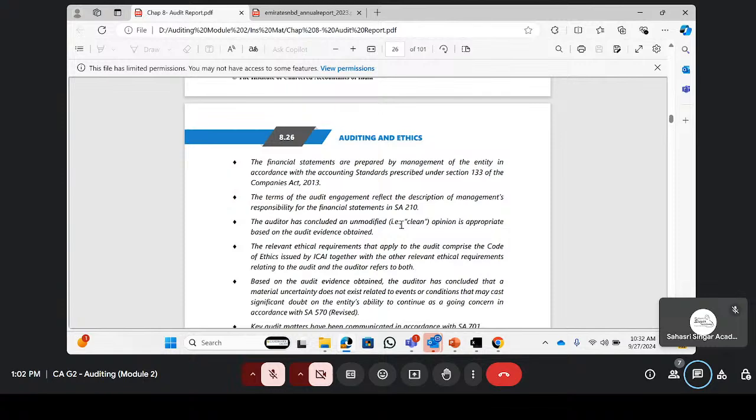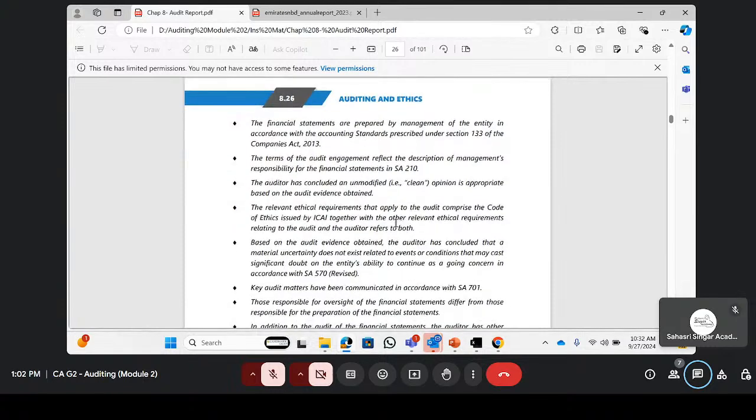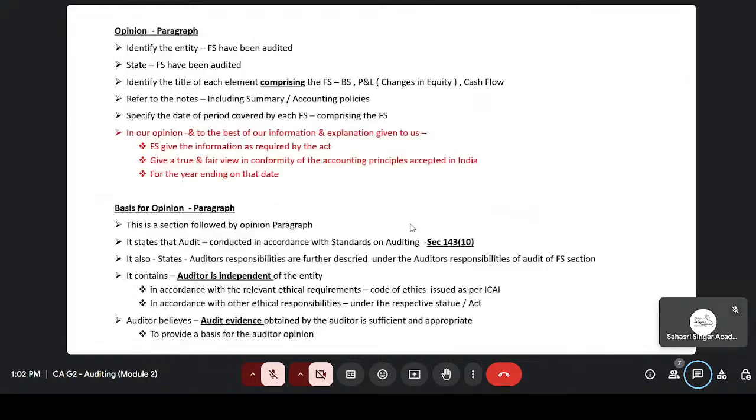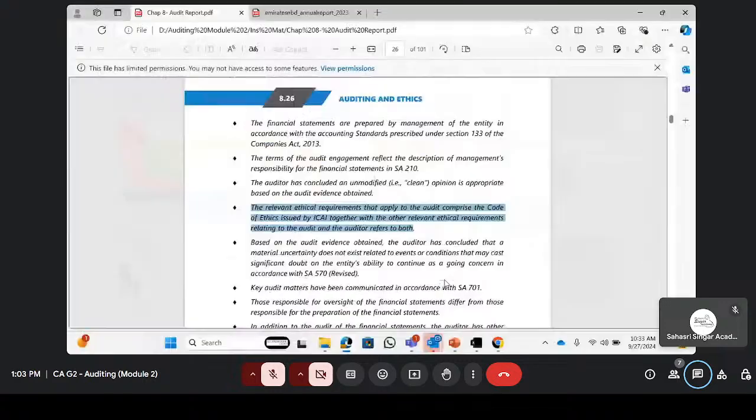How is the auditor's report prepared? Then, the relevant ethical requirements that apply to the audit comprise the code of ethics issued by the ICAI together with the other relevant ethical requirements. So this paragraph we studied in the basis of opinion, I believe. Correct, no? If you remember, in basis of opinion we studied this paragraph, the ethics point. So they are trying to tell about it.